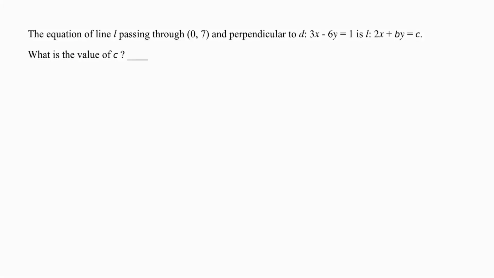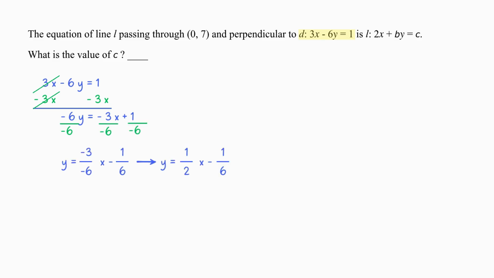Here is how to solve the question step by step. Find the slope of the first line D. Start with the equation 3x minus 6y equals 1. Get y by itself to find the slope. Divide everything by negative 6. The slope is the number next to x. Therefore the slope of line D is 1 over 2.